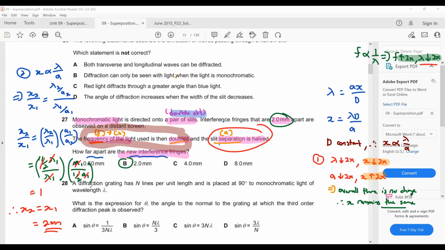So use either one, method 1 or method 2. Method 1 is more straightforward for me. Method 2 is if you are not confident in method 1, but it's more tedious.